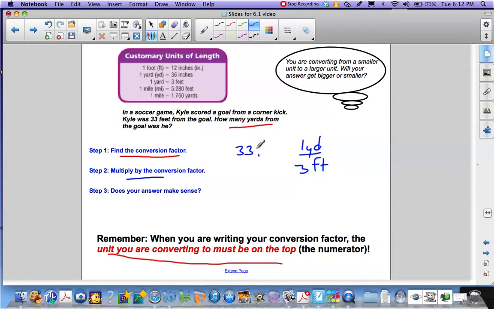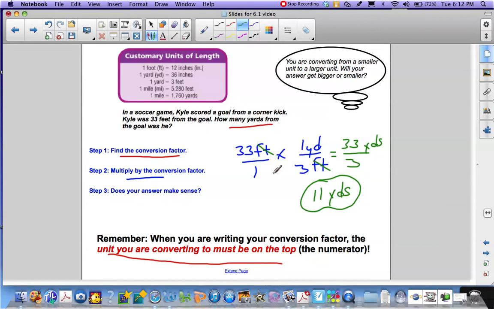Kyle was 33 feet from the goal. Okay, now I can multiply. I have feet in the numerator and denominator, so I'm going to divide those out. Numerator times numerator. I'm converting to yards. Now I can divide. 33 divided by 3 is 11. And we converted to yards. And remember always to think if it makes sense. There's 3 feet in a yard. 3 times 11 is 33.